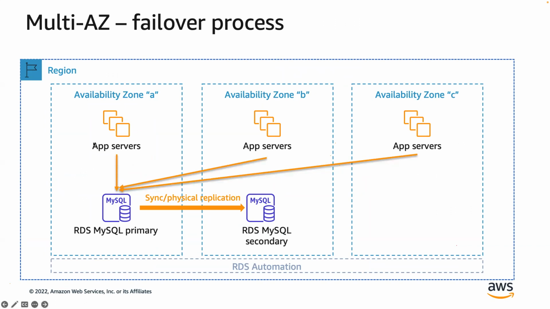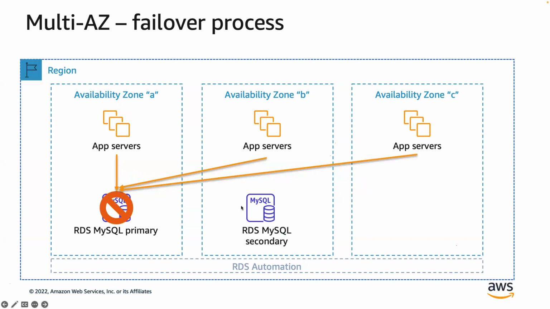So I've just explained, right? There are different AZs and the same application servers. Now you have two nodes: one is RDS MySQL primary and the other is RDS MySQL secondary. And you can see there's always replication happening, a physical-level replication, which is synchronous replication. You can see the arrow is from my left to right.